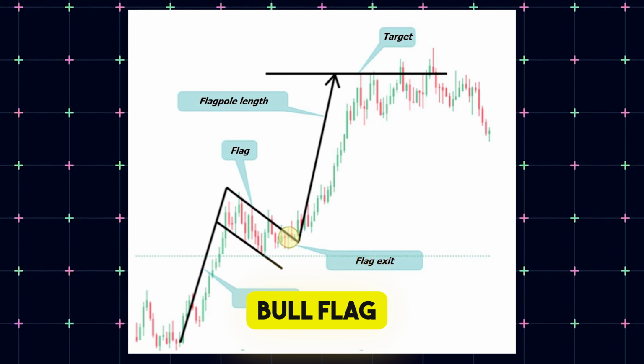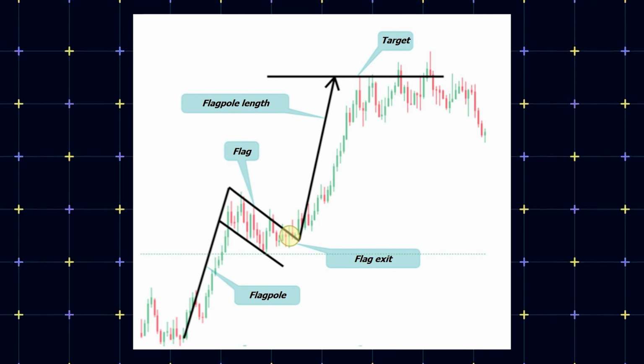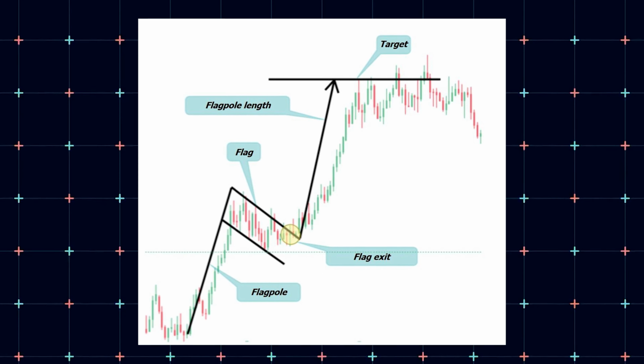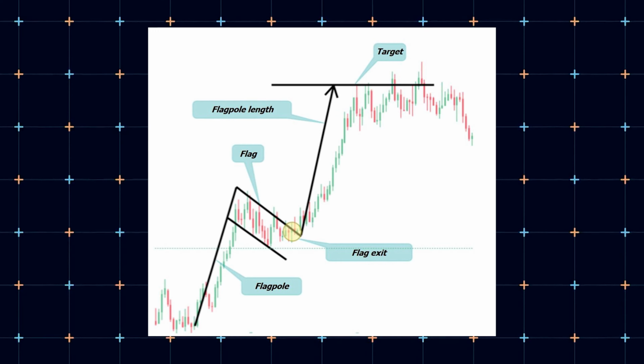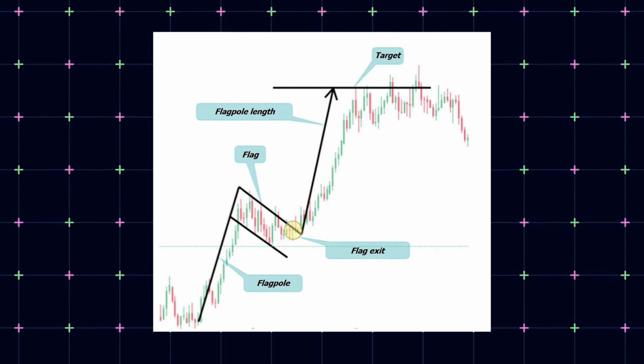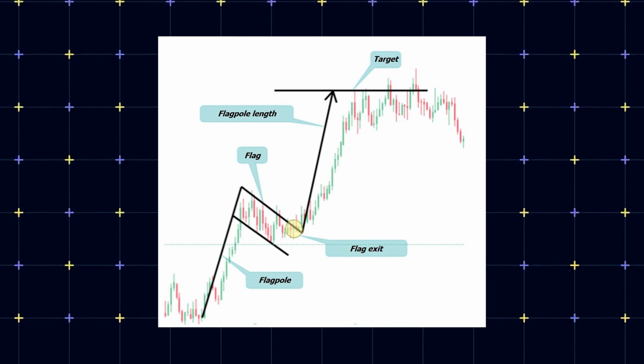Found in stocks with strong uptrend. The bull flag pattern is formed by a vertical rise, which is the pole, followed by a consolidation period, which is the flag. It signals a continuation of an uptrend after a consolidation phase.